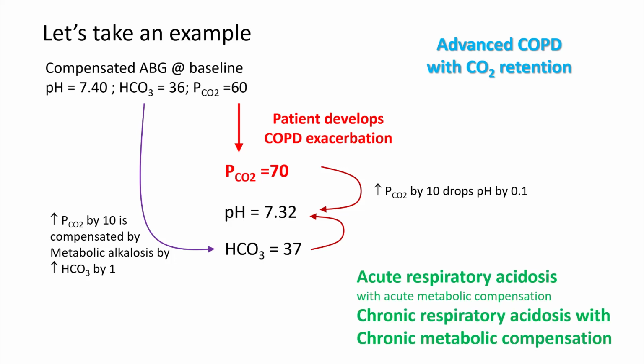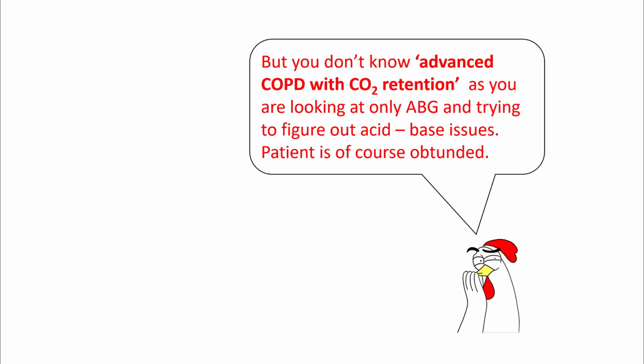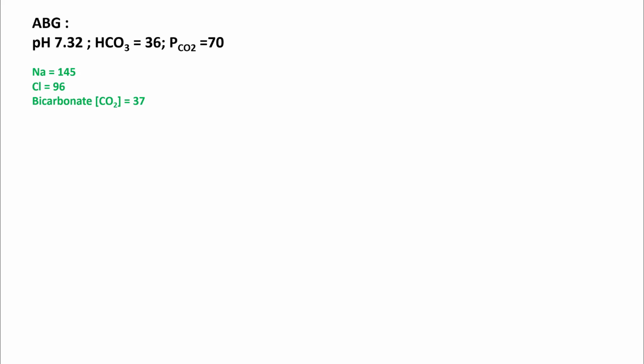So this patient really has acute respiratory acidosis with acute metabolic compensation on background of chronic respiratory acidosis with chronic metabolic compensation. But most of the time you're not aware of how much CO2 retention this COPD patient has, and you're just given the ABG to interpret. So let's look at the ABG and try to interpret as we learned before.